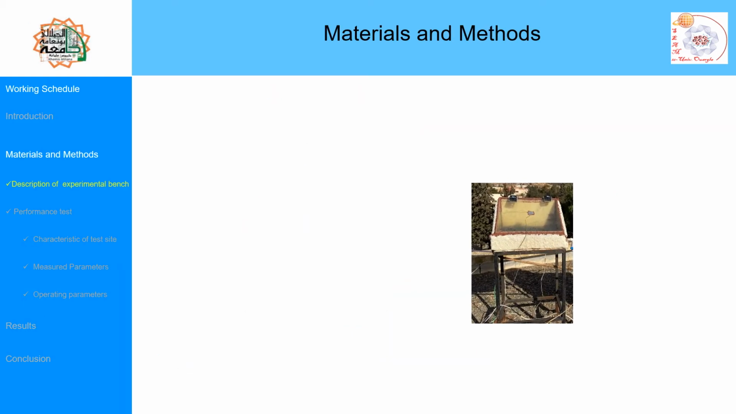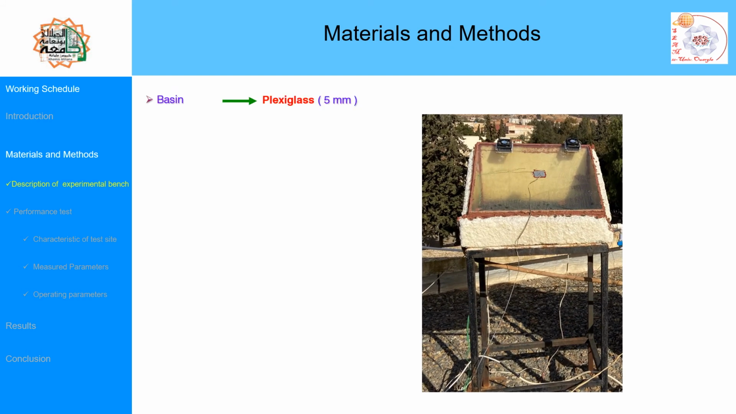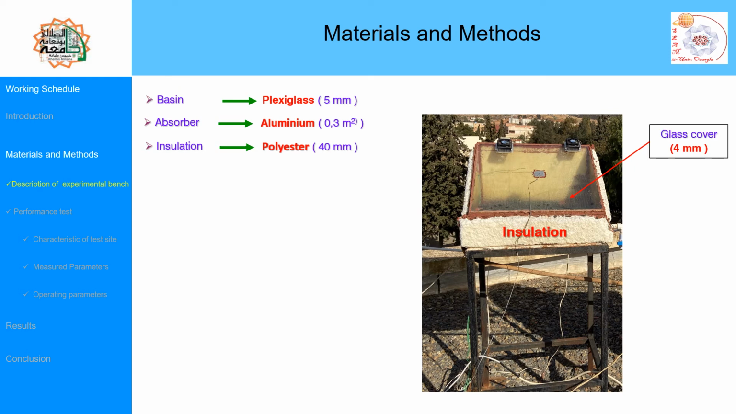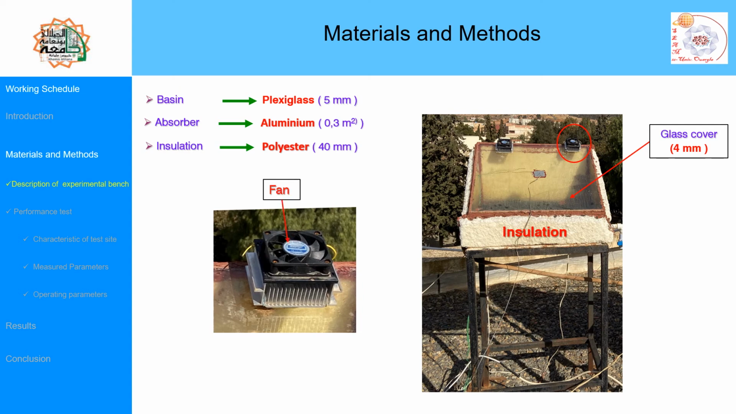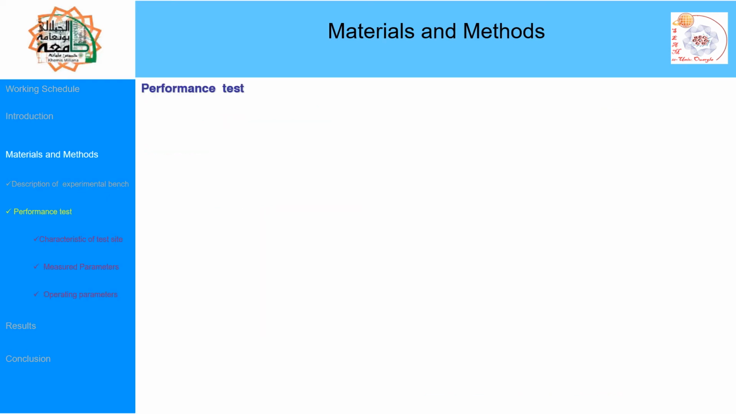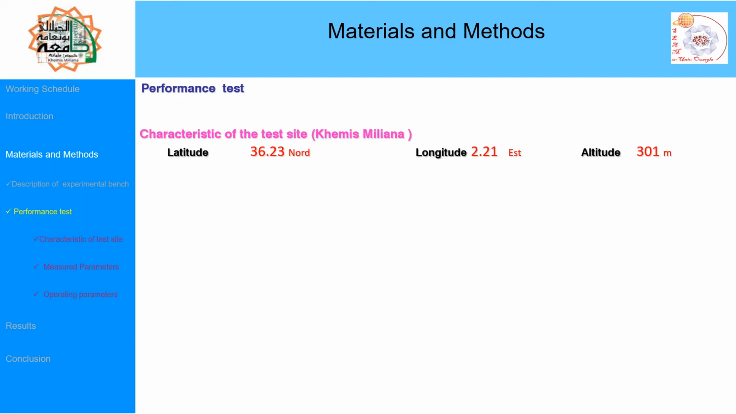The experimental bench consists of a solar still made of plexiglass sheet of 5 mm thickness. The absorber is an aluminum sheet covered with black paint to ensure a maximum of absorbed solar radiation. In order to minimize the heat losses, the whole is insulated with 40 mm of polystyrene foam. The basin is covered with a glass cover of 4 mm thickness. In order to cool the glass cover, the cooling system is constituted of 2 Peltier modules, 2 fans, and 2 heat exchangers. The present study was carried out at the University of Khemis Miliana.